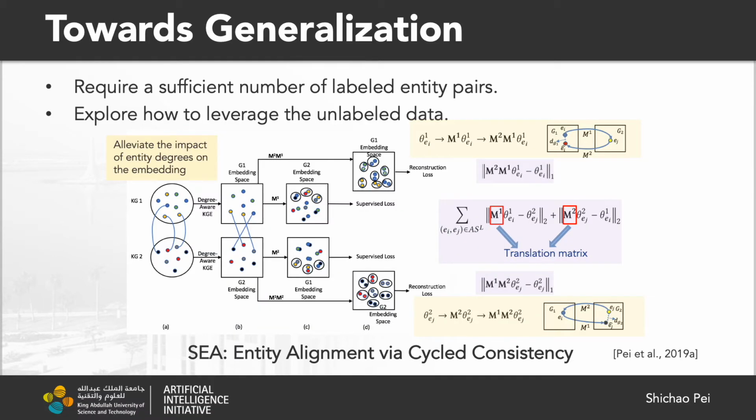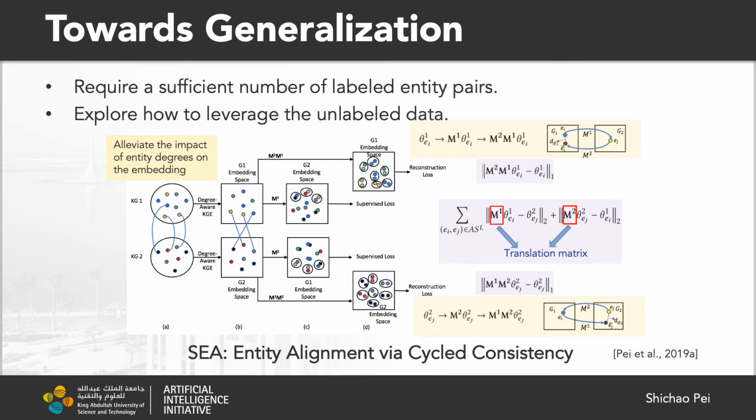However, basic knowledge association requires a sufficient number of labeled data between knowledge graphs. We want to explore how to utilize the unlabeled data to enhance generalization. We propose an alignment model with circular consistency. For two knowledge graphs, we first use a degree-aware knowledge graph embedding model to learn the embedding for each entity, in order to mitigate the impact of entity degree on the embedding.